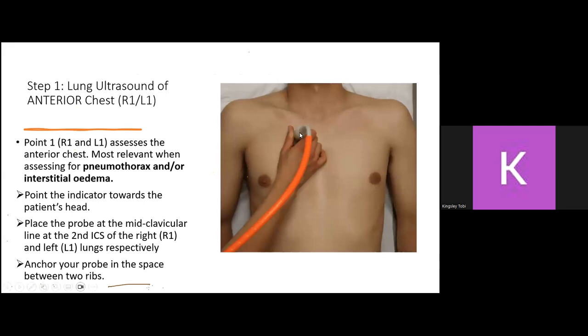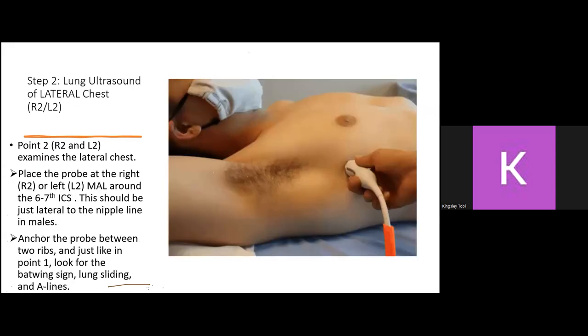All right, so this is the linear ultrasound probe. You can see that the probe marker is pointed towards the patient's head. At point one, which is where you look for pneumothorax or interstitial edema, point the probe towards the patient's head, and you move the probe at the second intercostal space. Make sure that your probe is anchored in between the ribs, because the ribs can be an impediment for your examination. So ensure that your probe is in between two ribs. The second one is point two, the right and left point two.